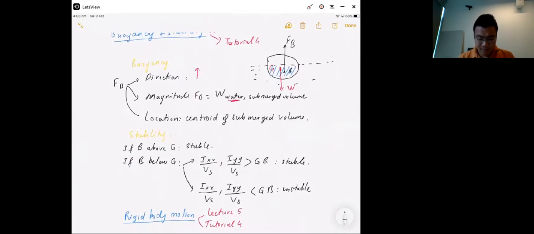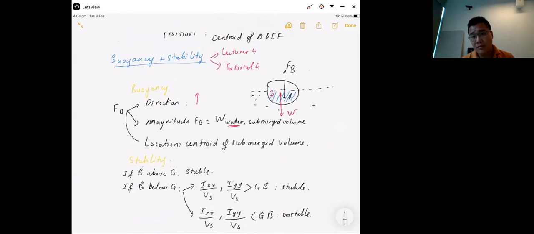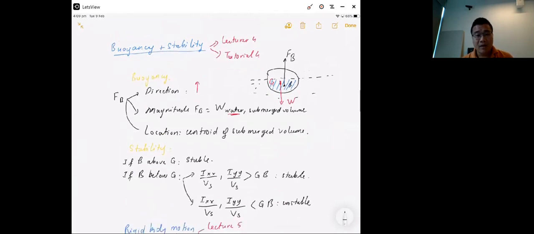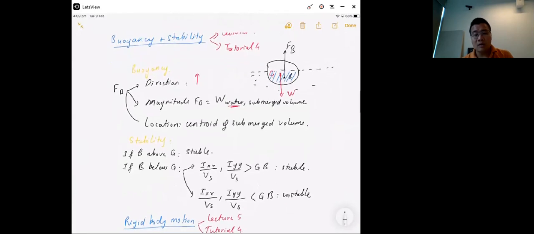And stability. For example, we have the object as shown on the screen. Applied to the object, we have buoyancy force and weight. Weight applies at the center of gravity. If B is above Z, this one will be stable. If B is below Z, we have to compare Ix over Vs and Iy over Vs with ZB. If Ix over Vs and Iy over Vs are higher than ZB, it is stable. If smaller, unstable. ZB is the distance between Z and B.